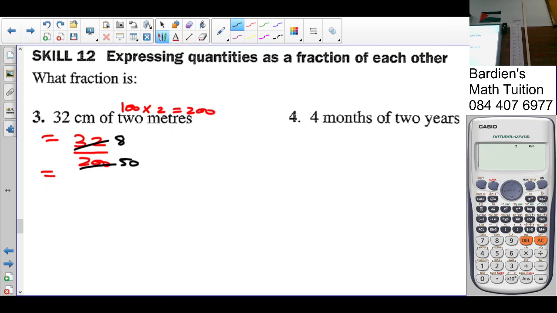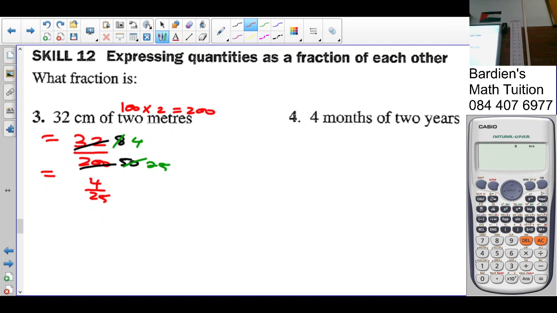50 times. Okay. Is there another number that can go into 8 and into 50 without remainder? Yes. Which is? 2. So 2 goes into 8 4 times. 2 goes into 50 25. So what is your answer? 4 over 25. Now, if you were the kind of girl that would have seen straight that 8 goes into both without remainder, then you would have gotten straight the answer of 4 over 25.